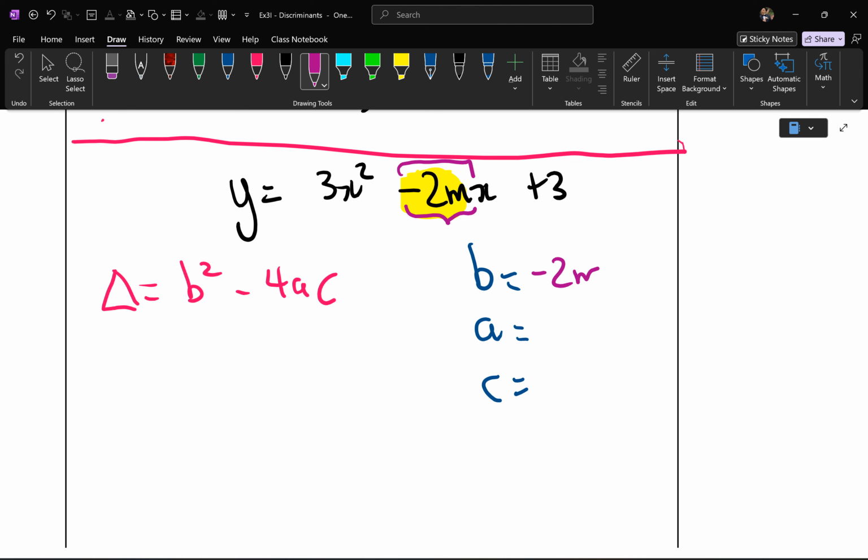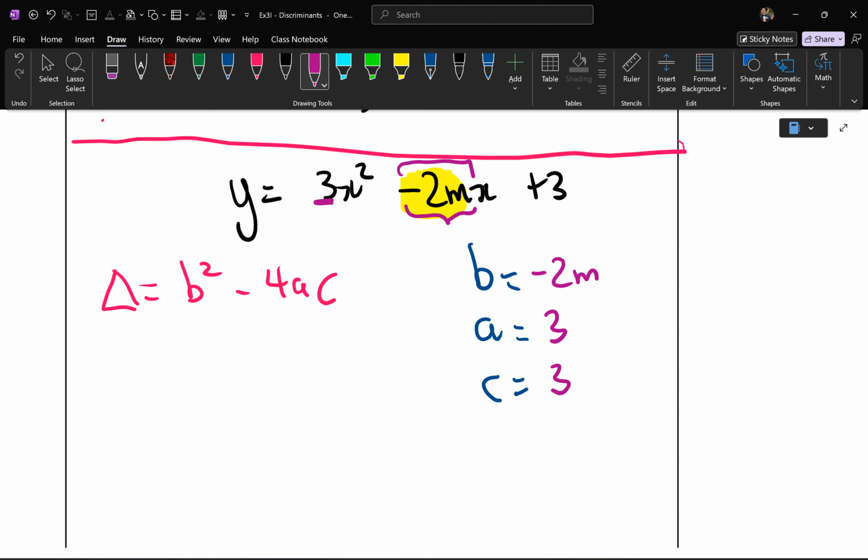So that's my new B. What is my A in this case? Can I please have Sanvi? 3, very good. It's the coefficient in front of x squared. And then finally C, which is the constant term, meaning there are no variables to it. Which one is that? Let's go with Olivia. 3, very good. The signs matter as well. So A is 3, positive, C is 3, and B is negative 2m.